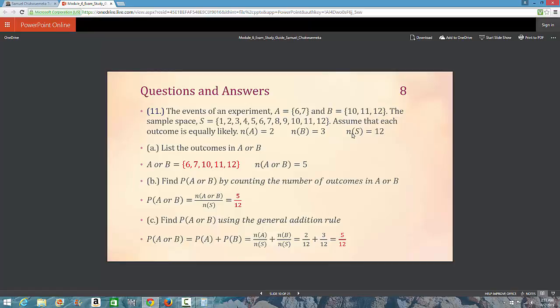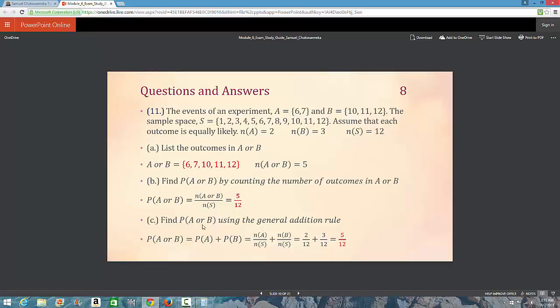So list the outcomes in A or B. Okay, 1, 2, 3, 4, 5. That's 5. Now, find the probability of A or B by counting the number of outcomes in A or B. So that gives you 5 out of 12.